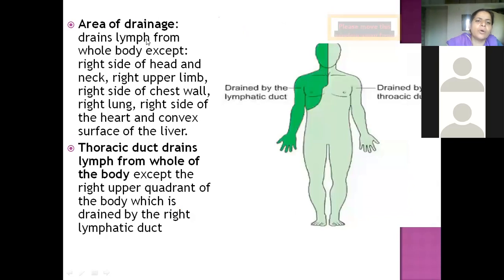Now don't read here, you will get confused. You write in your own words. Always I tell you, I'll try to make it very simple. See, whatever area which is shown in very light green, what are those? Dorsum of the foot, toes, leg, right leg, left leg, complete abdomen, left half of the body, left upper limb, left half of the neck, and left head and neck region. Everything is draining into the thoracic duct.